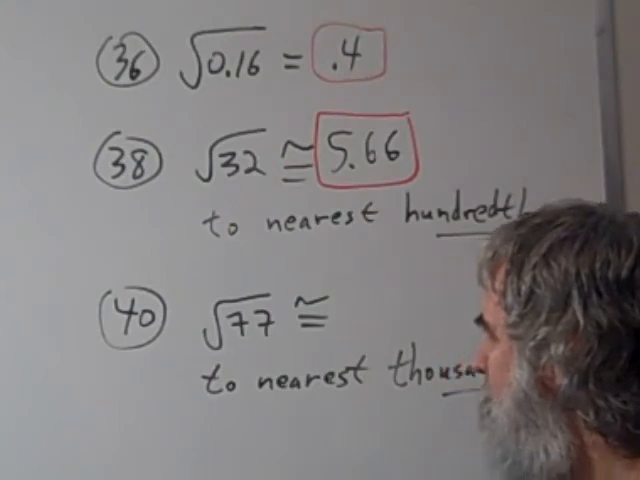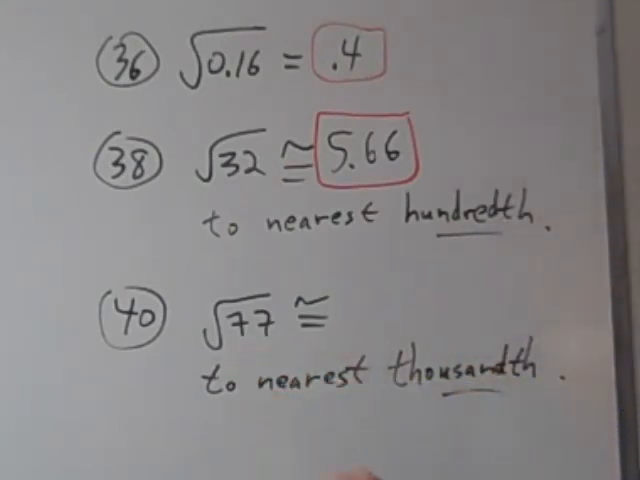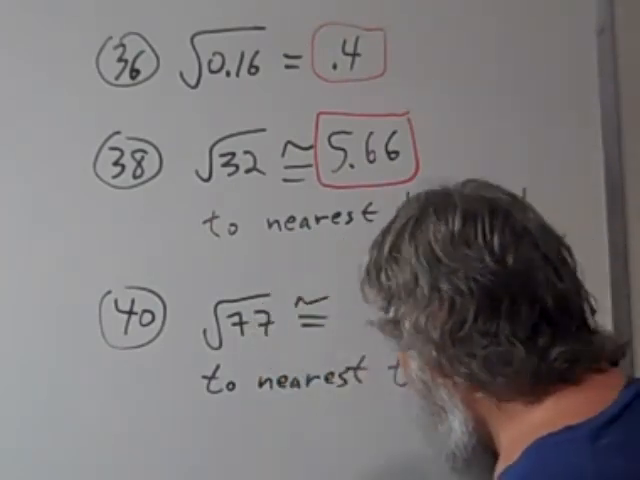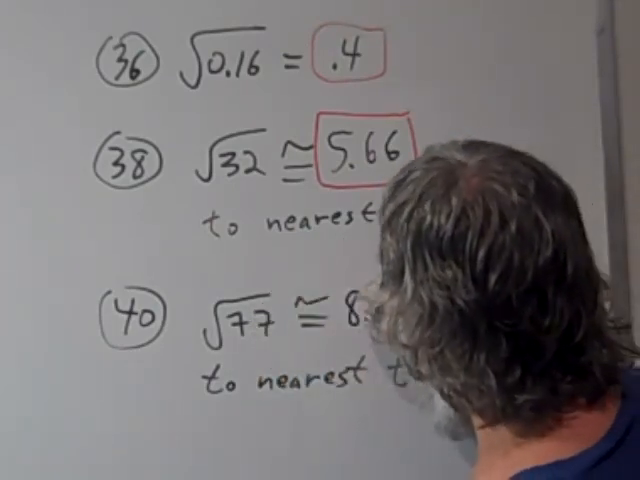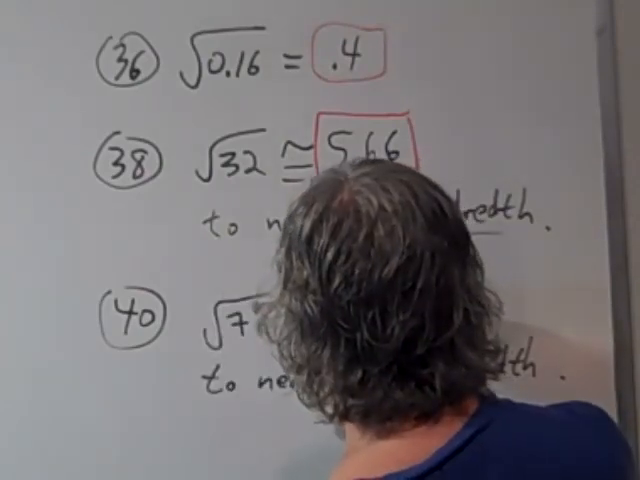Now, the square root of 77, similarly, we can't find an exact whole number. 77 is not a perfect square. It's not the square of any whole number, but we can nonetheless use our calculator to find its square root approximately. And for this one, I get 8.77496.